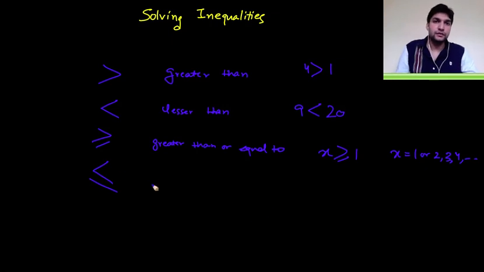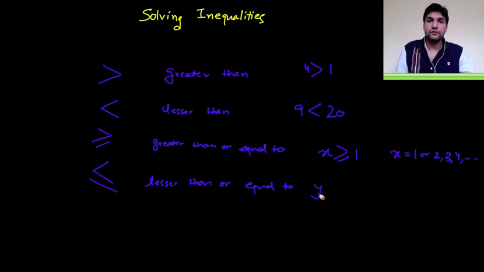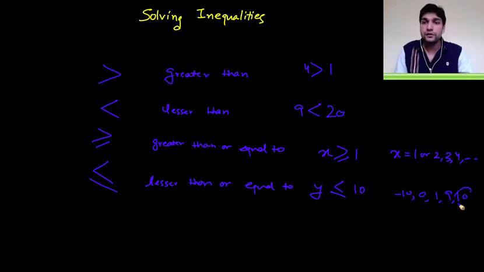And this sign means lesser than or equal to. Suppose I say y is lesser than or equal to 10. This means y could be any number. It could be minus 10, it could be 0, it could be 1, it could be 9, it could be 10 also, but it cannot be 11, it cannot be 12, it cannot be any number greater than 10. It cannot be 1000. That is for sure wrong, because this condition is saying y is lesser than or equal to 10. Alright, so in that way you can do all the problems as well.